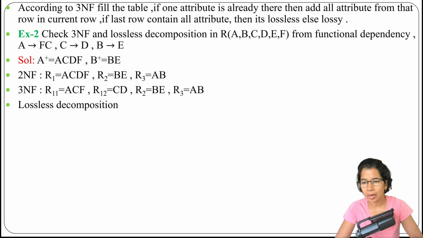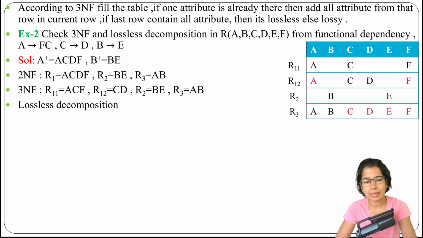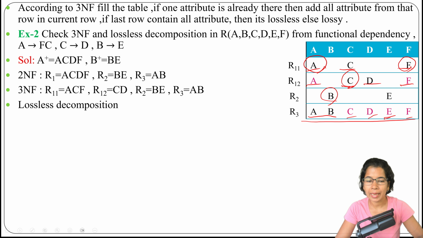First relation R11 contains ACF. Next is CD. When we are writing C, we need to copy A and F. Okay, so here there are A and F. Next R2 B, E. Next R3 AB. When we are writing A, we should copy C, D, F. When we are writing B, we should copy E. Now we got all the attributes, hence it is a lossless decomposition.